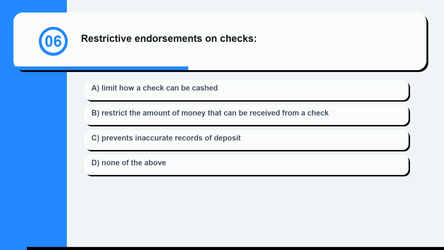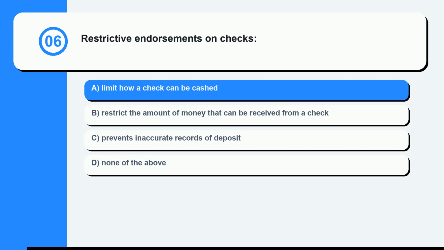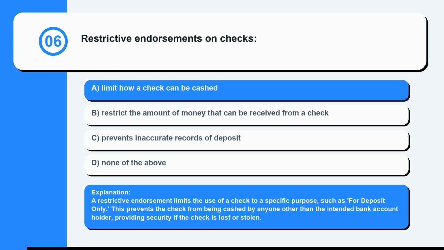Question 6. Restrictive endorsements on checks. A. Limit how a check can be cashed. B. Restrict the amount of money that can be received from a check. C. Prevents inaccurate records of deposit. Or D. None of the above. The correct answer is A.